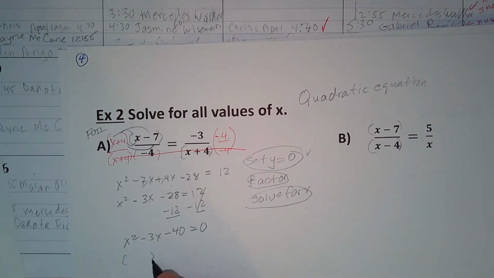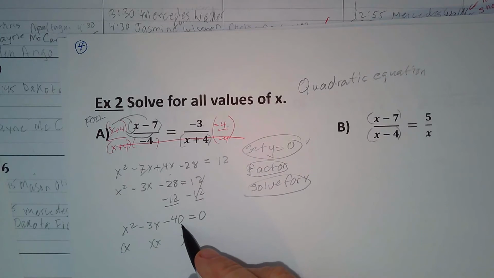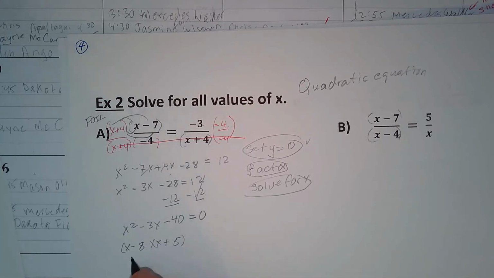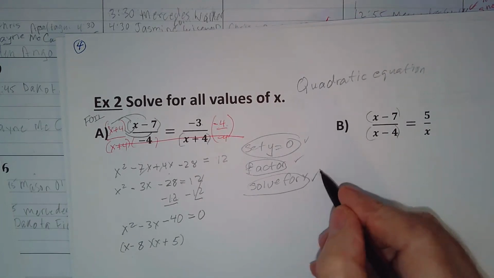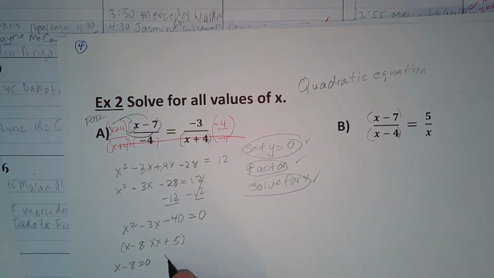So I'll set up a couple of bubbles. x times x is x squared. What's negative 40 that when added together equals negative 3? How about, let's see, 5 times 8 is 40. So that's negative 8, positive 5. Right? So now that I've factored it, I'm going to solve for x. So I'm going to make x minus 8 equals 0, and x plus 5 equals 0.